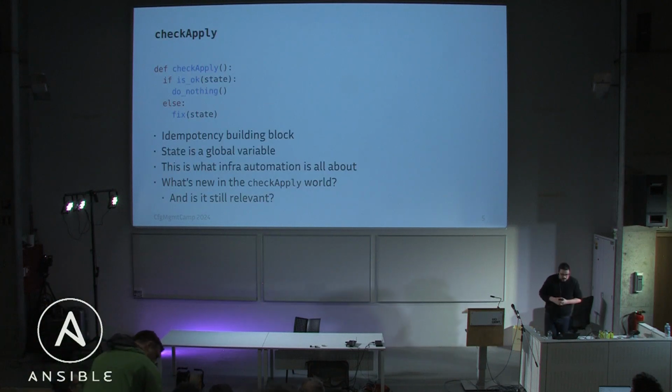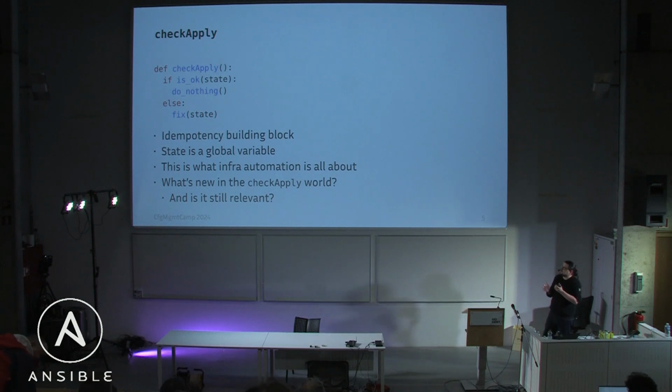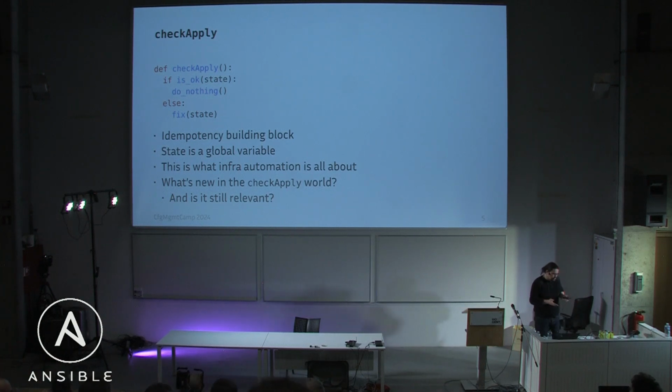So what is check apply? Check apply is basically a function that looks like this. Here it's Python, but it will check the state of something. If it's okay, it will do nothing, and if it's not okay, it will fix it. That's actually the basis of a lot of infrastructure automation tools, and it's really the building block that allows idempotency for stuff that is not made for it. As you can see, the state is a global variable, and that's really how it works. It's only side effects on a global variable. And it's pretty much what all automation software is about when you look close enough.